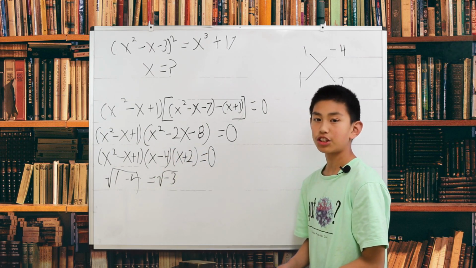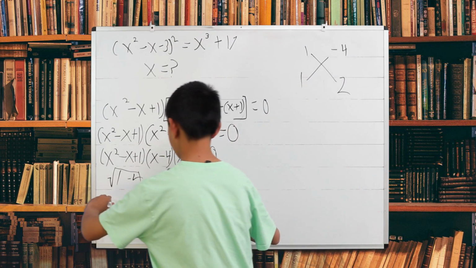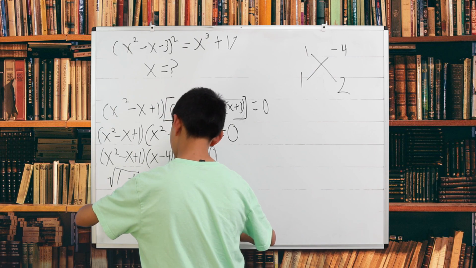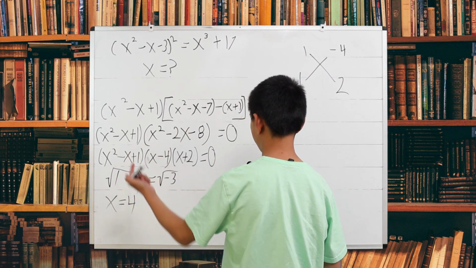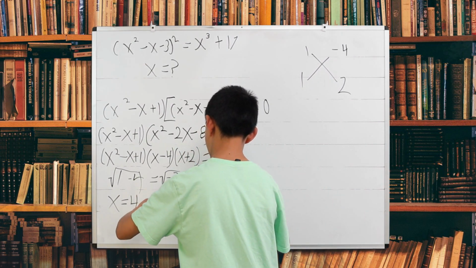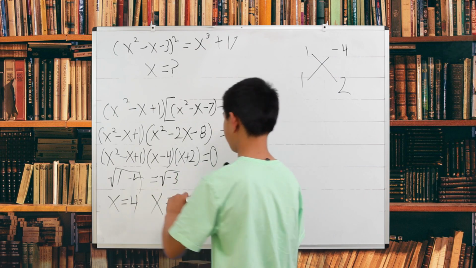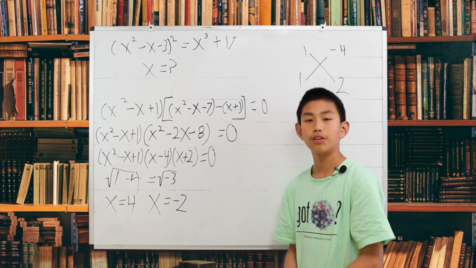So this problem actually has two answers. Our first answer is x is equal to positive 4, because 4 minus 4 is 0. And our second answer, due to that logic, is x is equal to negative 2, because that also makes a 0 here. So those are our two answers.